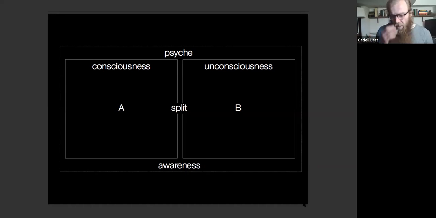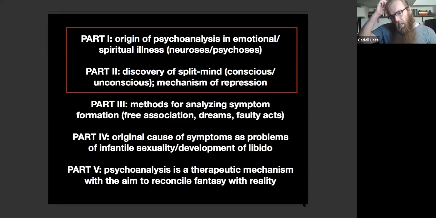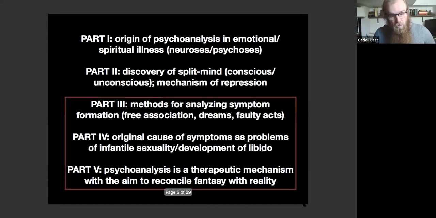And I think this was maybe just a useful clarification if it wasn't clear enough in the last lecture. And again, I made a little bit of a mistake there. So with parts 1 and 2, we basically covered the origin of psychoanalysis and emotional and spiritual illness, the neuroses and the psychoses. We covered the split mind. So again, that's the correction, the emphasis here on the split mind of conscious and unconsciousness and the mechanism of repression. And then in parts 3, 4, and 5, which we're going to cover today, we're going to get into the methods for analyzing symptom formation.